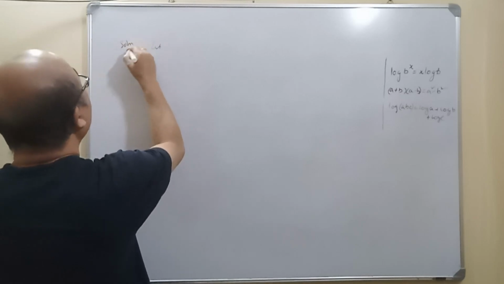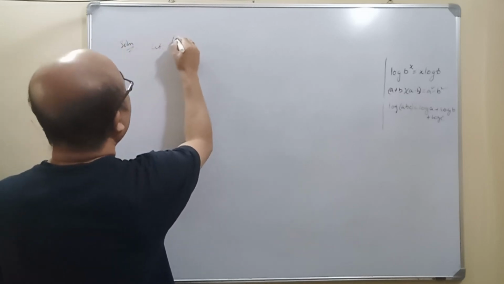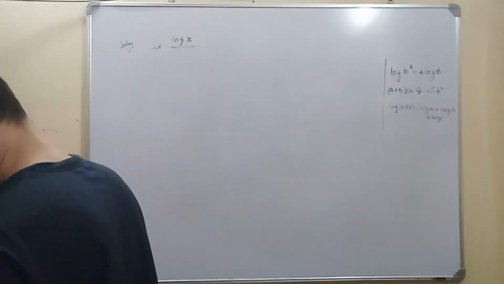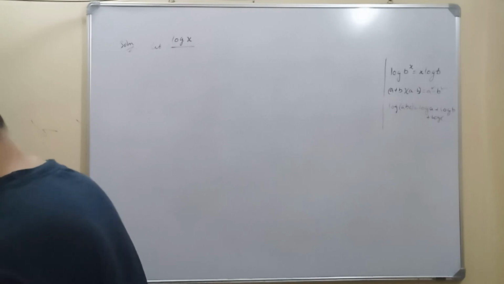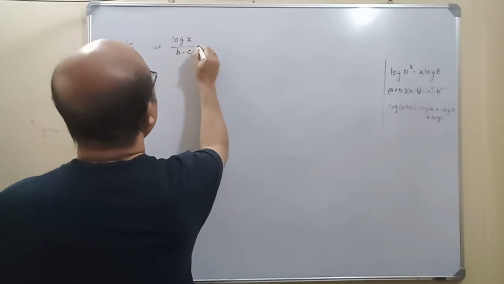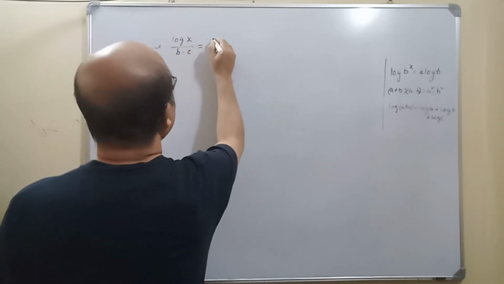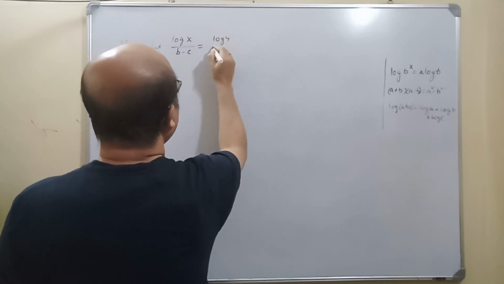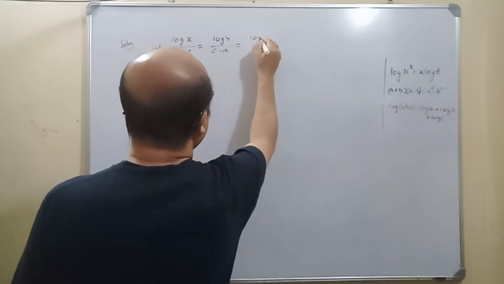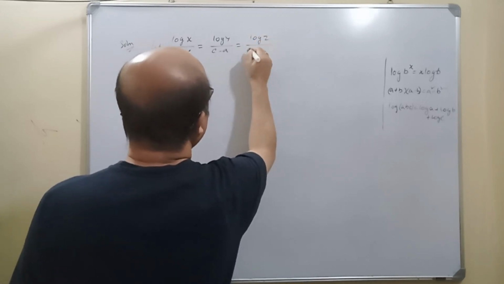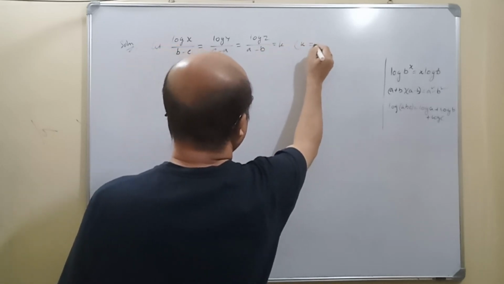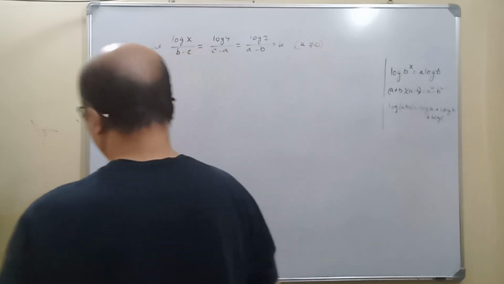Solution. Let log x by b minus c is equal to log y by c minus a is equal to log z by a minus b is equal to k, where k is not equal to 0.